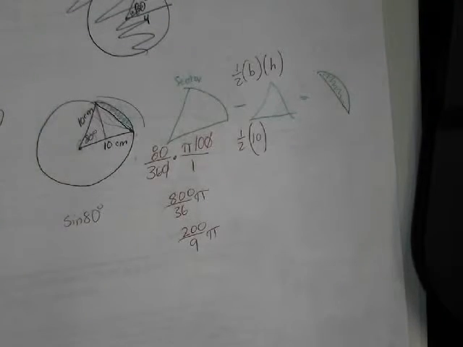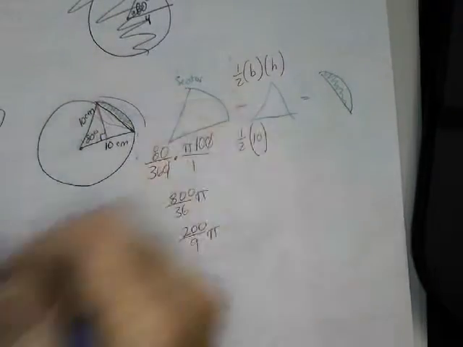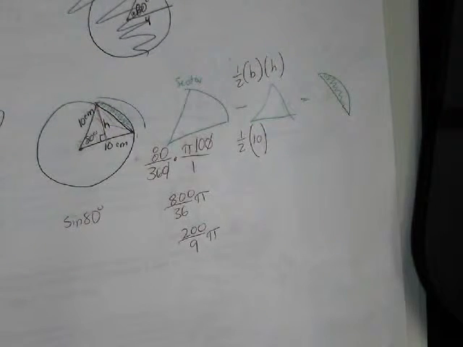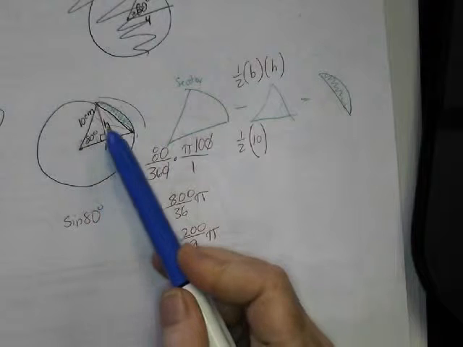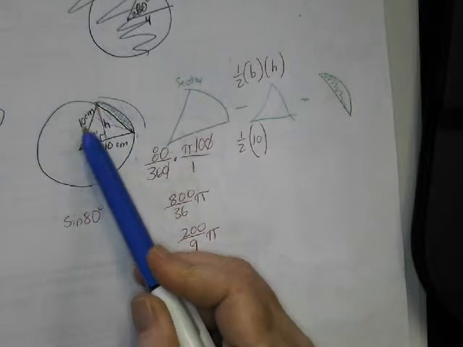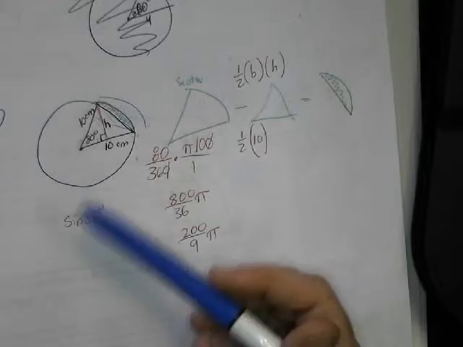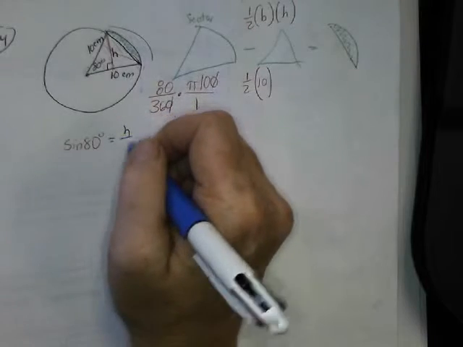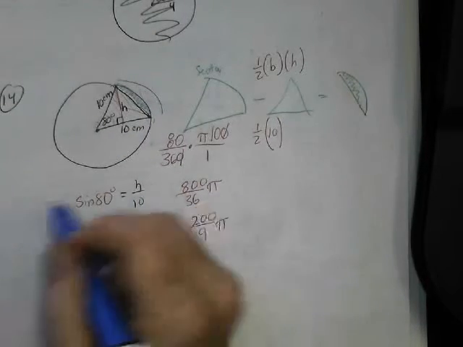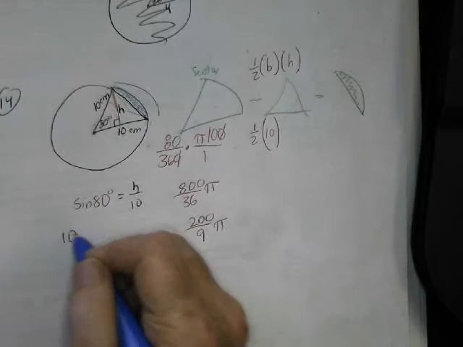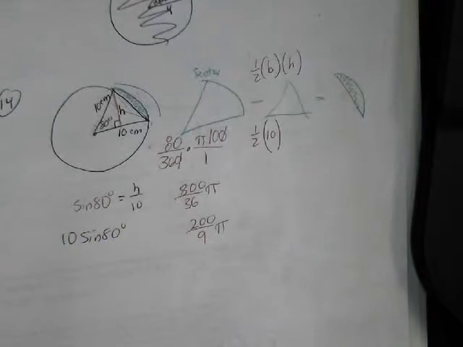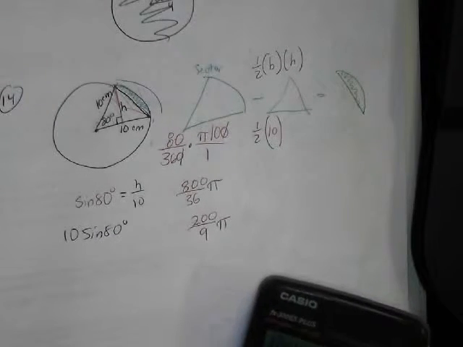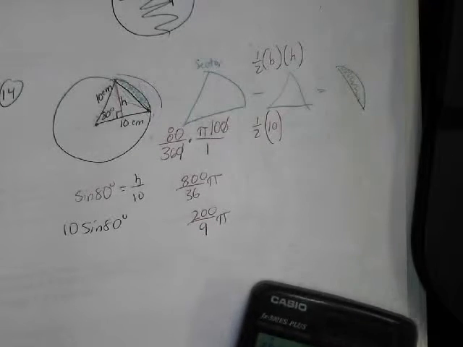So if this is H, I hope that you guys can see that that's opposite and that's hypotenuse, and so that's why we're using the sine function, right? Sine 80 is opposite over hypotenuse. Opposite is H, hypotenuse is 10. If you multiply both sides by 10 to get H by itself, you have 10 sine 80. That's what you said a whole long time ago. Thank you. I'm super glad you're here today, Rachel. 10 sine 80 gives me this 9.84 number. Now that is my height.